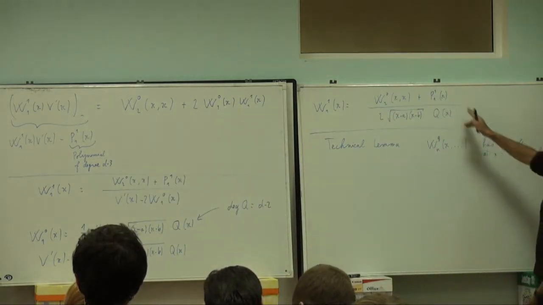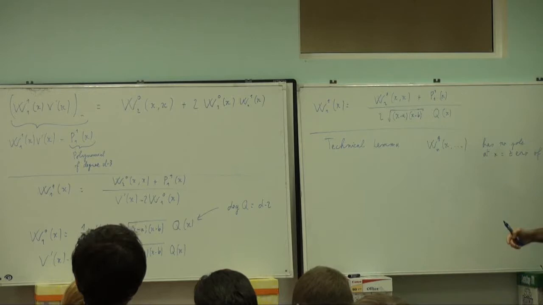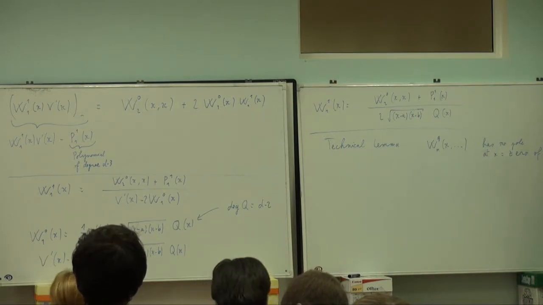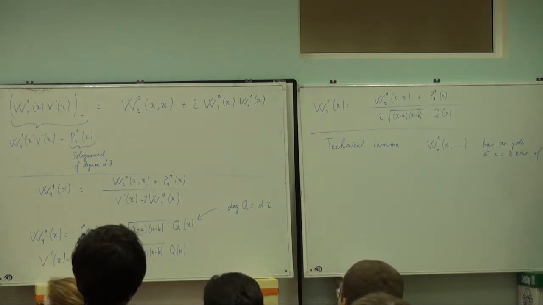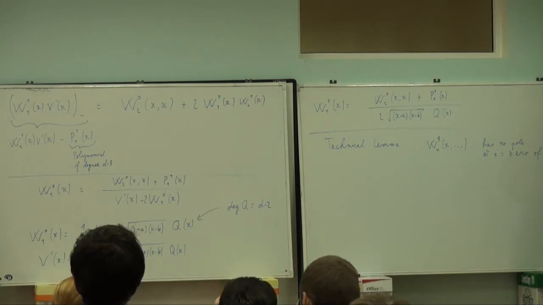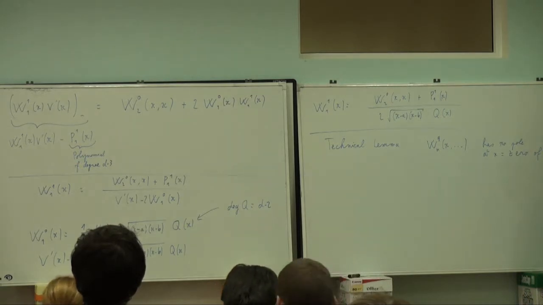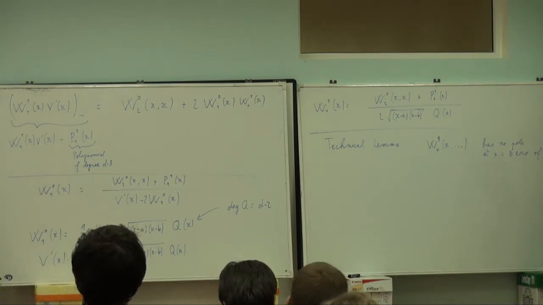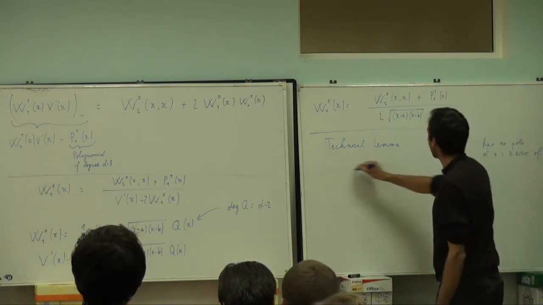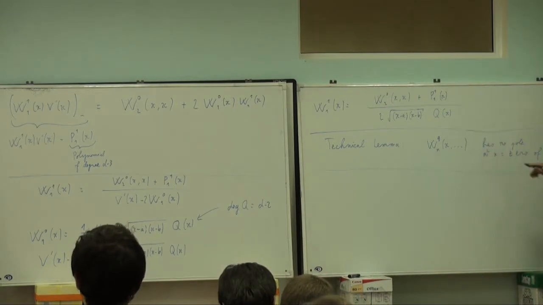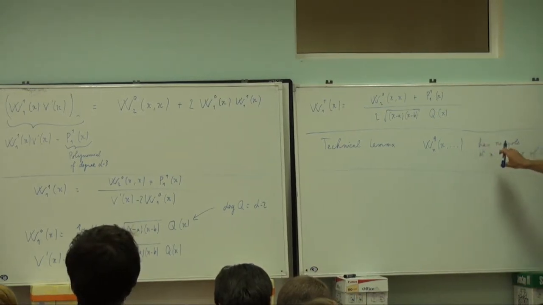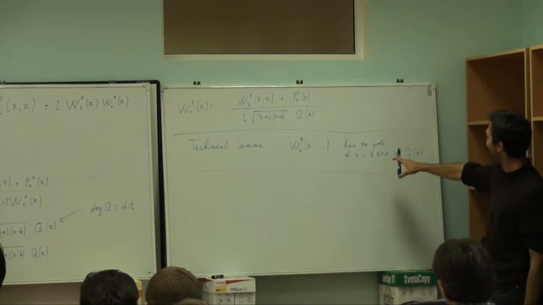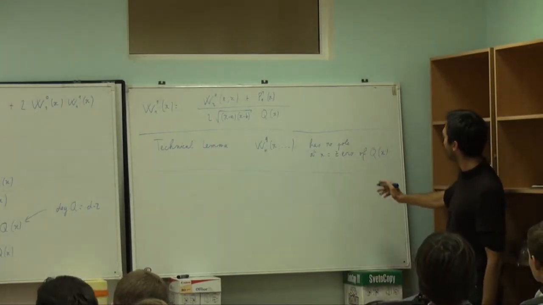And we know that the numerator should vanish at exactly d minus 2 points. So we have exactly the same number of equations and unknowns. So we can determine P11. So I repeat. I will show where this lemma comes from in a minute. But let us assume this lemma.